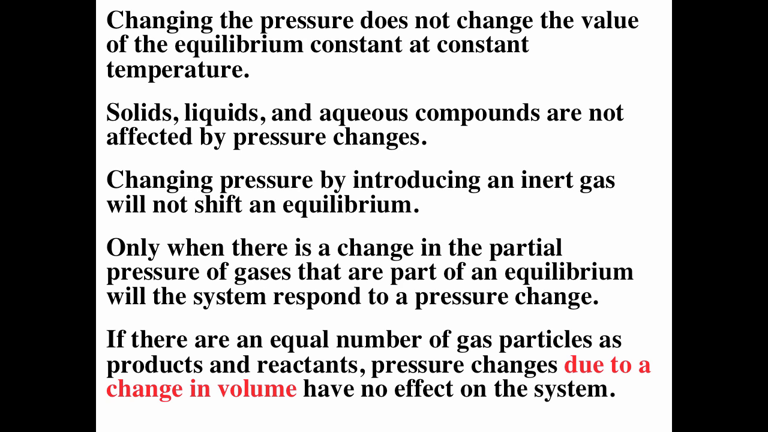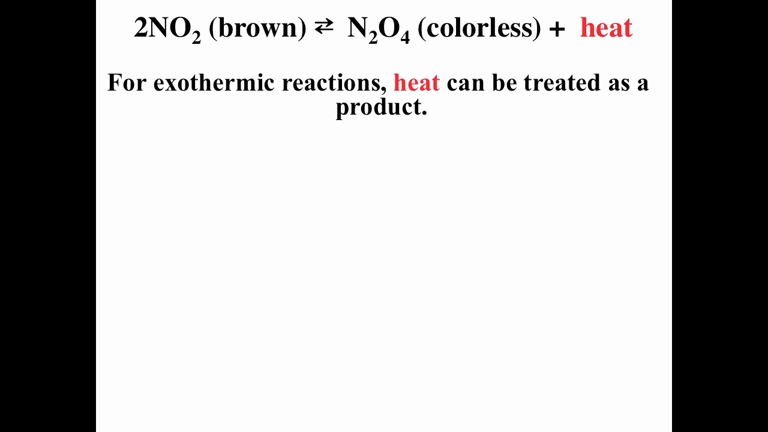Now again, all we have to think about is Le Chatelier's principle. If we're at equilibrium, and then we have a disturbance such that Q no longer equals K, the system will respond, will counter that disturbance until Q equals K again. Now we can keep looking at the same reaction, and notice that it's exothermic. Heat is a product. For all exothermic reactions, heat can be treated as a product.